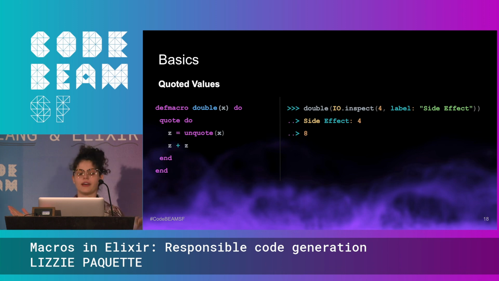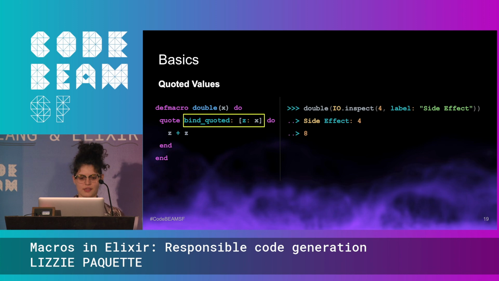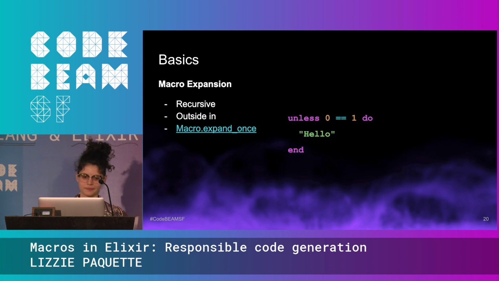One way to avoid that is to just unquote once and bind to a variable in your quote block. Elixir provides some special syntax to do this. You can use bind_quoted to do the same thing, so you don't have to write that bind and unquote.